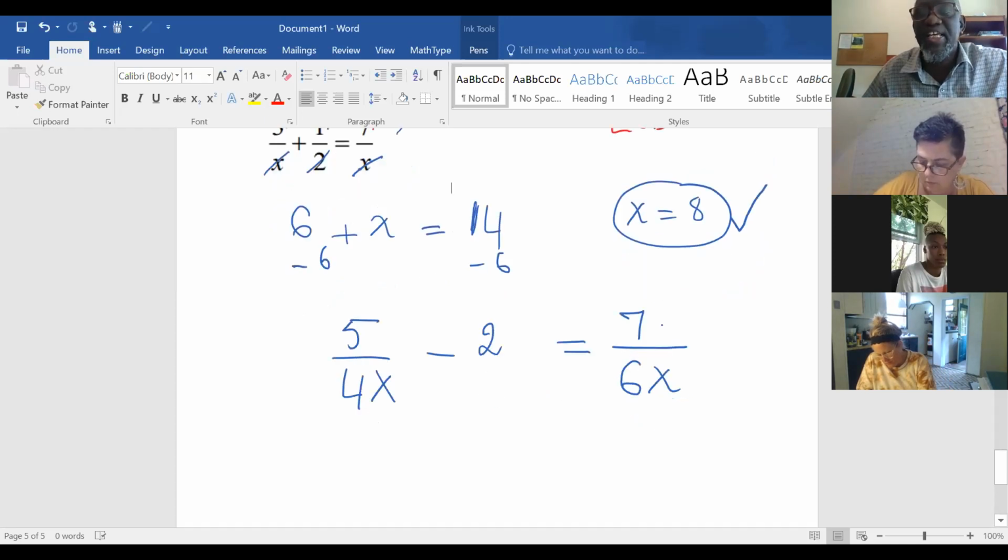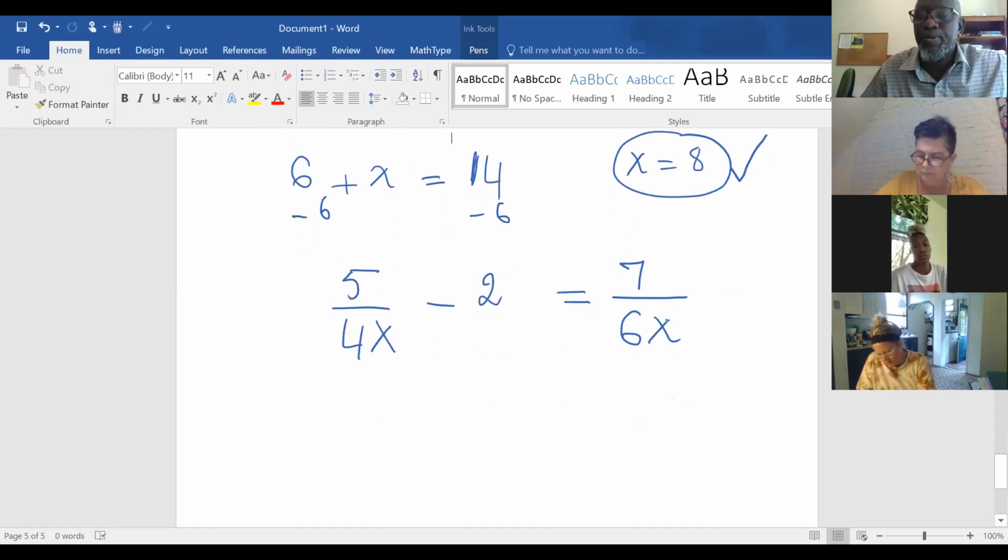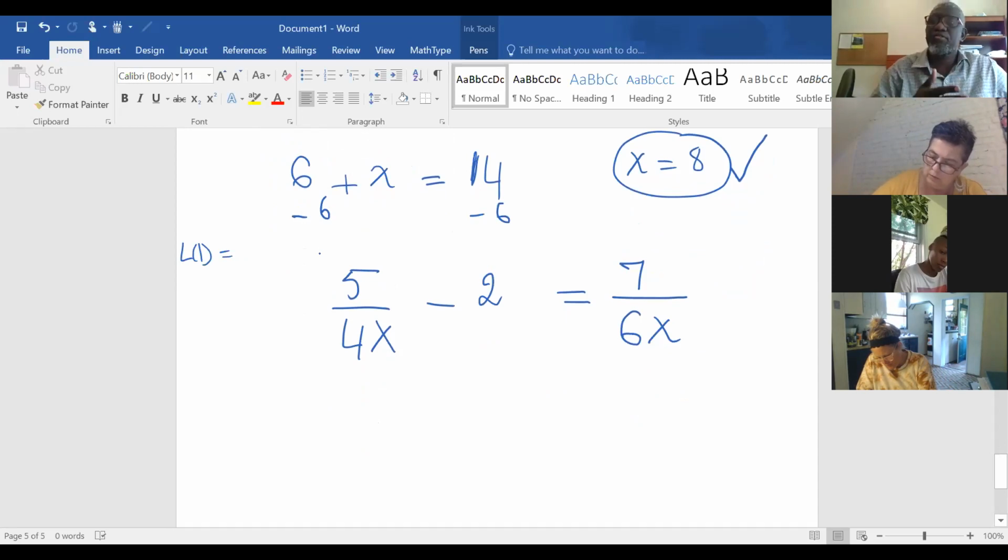Go ahead, say what is the LCD and multiply each term. I want everybody to do it that way. I want everybody to say what is the LCD and then multiply each term by the LCD and cross out. That's what I want people to do.